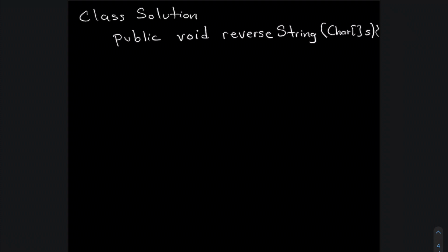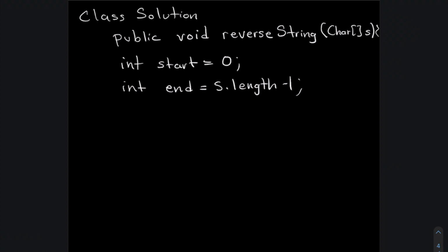Okay, so let's take a look at what the iterative solution looks like in code. We already have the method signature given to us, called reverseString. Let's first initialize our start pointer and end pointer. We're going to call it int start and set the start pointer equal to 0. That's the first index that we have, right? And then we're going to set our end pointer equal to s.length minus 1, so we can get the last thing within the array.